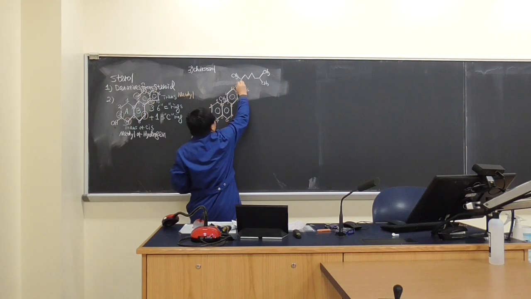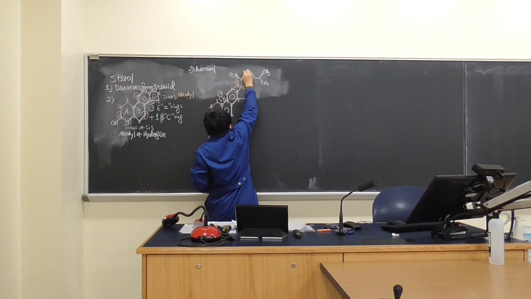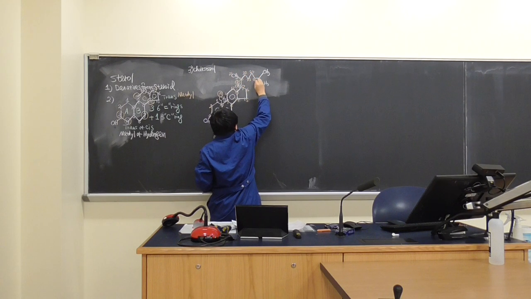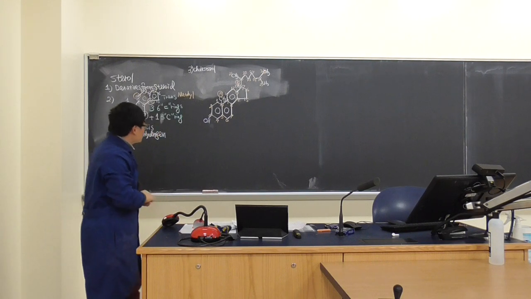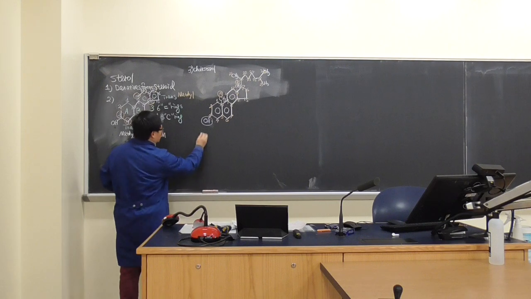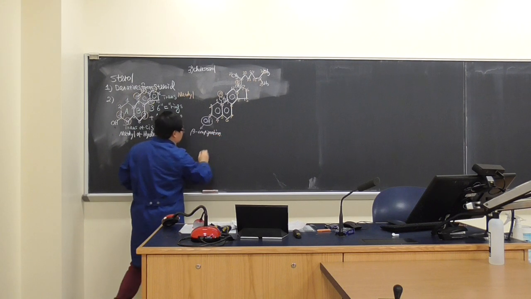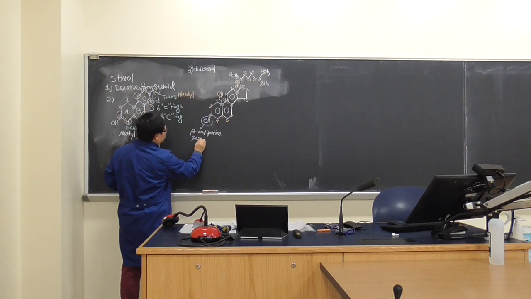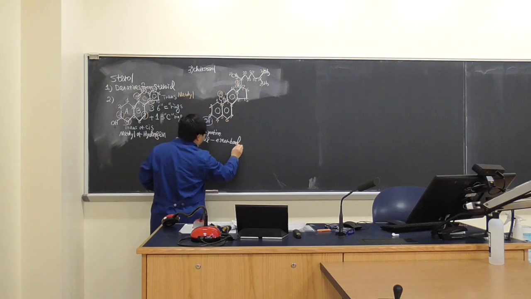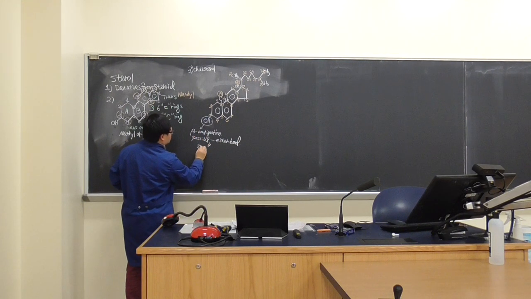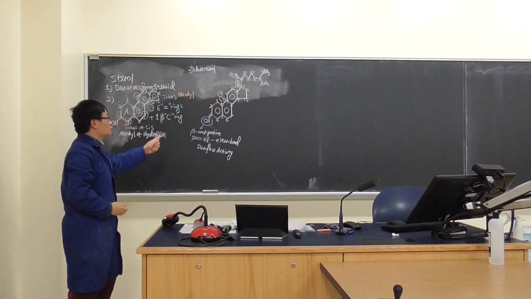1, 2, 3, 4, 5, 6, 7, 8, 9, 10, 11, 12, 13, 14, 15, 16, 17. This is 18. This is 19. Then 20, 21, 22, 23, 24, 25, 26, 27, and 28. That's cholesterol. Right here you have a hydroxyl, and we call it a beta configuration. It is very important because very possibly it will form an ester bond. Once you have an ester bond, it will show some kind of surface activity. So that's why that structure is important.